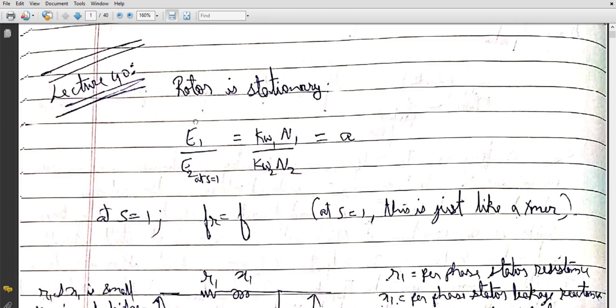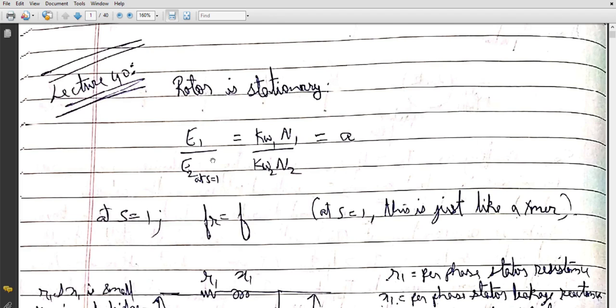Similarly, if we talk about this ratio E1 divided by E2 at starting, why am I talking about starting? Because at starting the rotor is stationary, and the value of the slip is equal to 1. So this ratio E1 divided by E2 at S equals 1 for an induction motor is Kw1 into N1 divided by Kw2 into N2, where E1 is the induced voltage in the stator winding and E2 is the induced voltage in the rotor winding at slip S equals 1. Why?